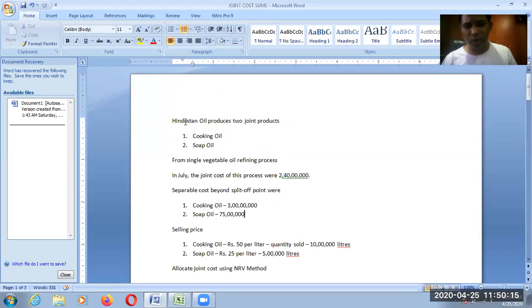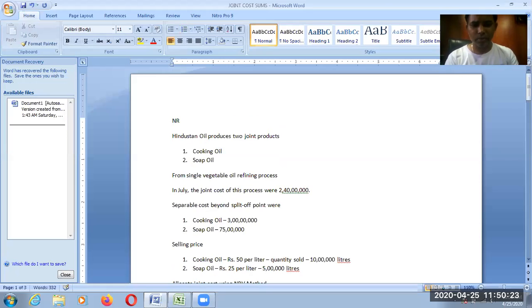This is about Hindustan Oil. It is a sum of the NRV method, net realizable value method, and then we'll start moving to another sum. Keep in mind, when you're calculating by the NRV method, we go back to the split off point. NRV at split off point is the actual name of this method. To move back to the split off point from the sales value, we need to deduct separable cost from the sales value. So let me explain the sum.